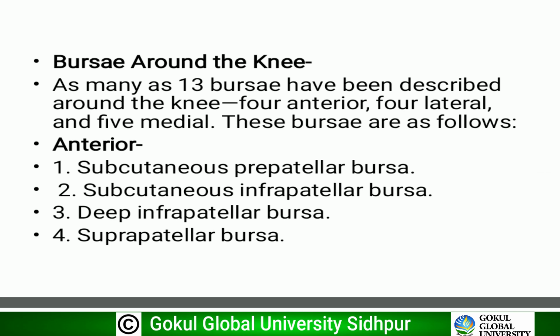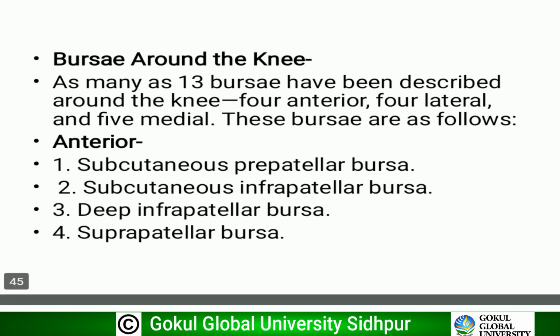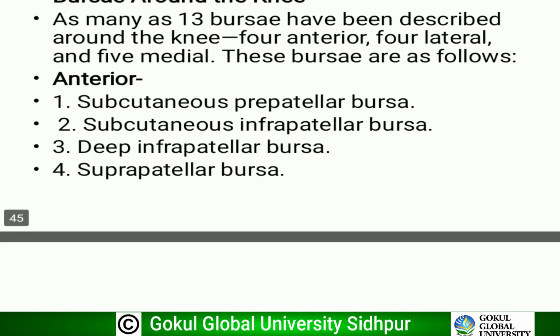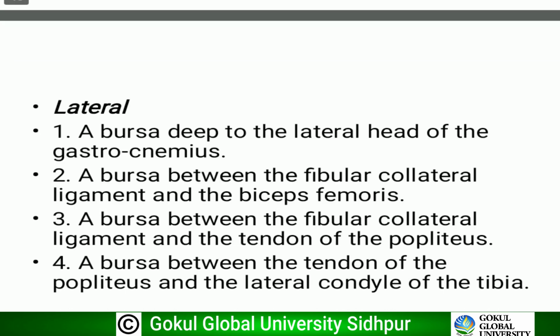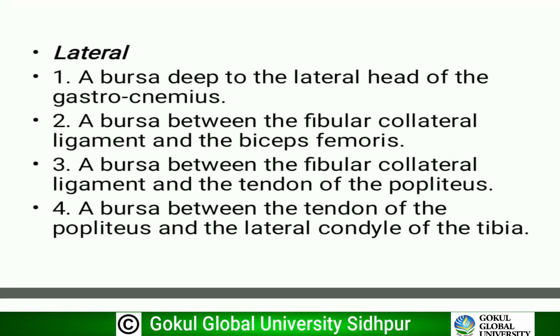Bursae around the knee. There are 13 bursae, 4 anterior, 4 lateral, 5 medial. Anterior: subcutaneous prepatellar bursa, subcutaneous deep infrapatellar, suprapatellar. Lateral. At least you have to remember the numbering of the bursae, because the 13 can be asked in viva.